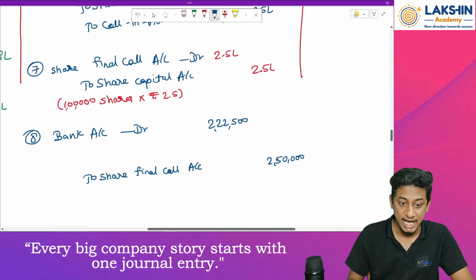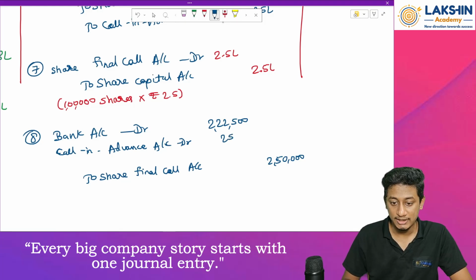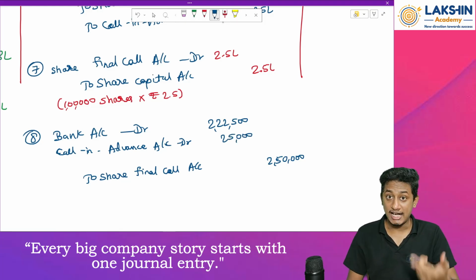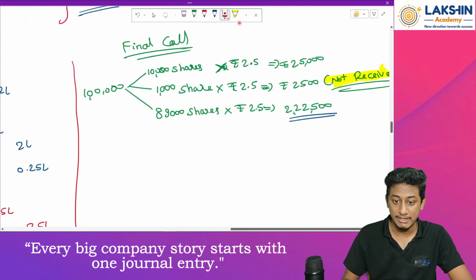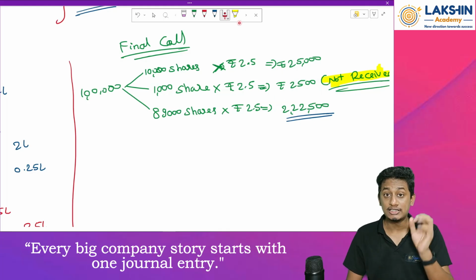How will I clear this liability? By debiting it. So call in advance account, debit. How much? 25,000. Clear? Okay. Now after that, there is one more guy who has not paid me. This person has not paid me. This is called in arrears.